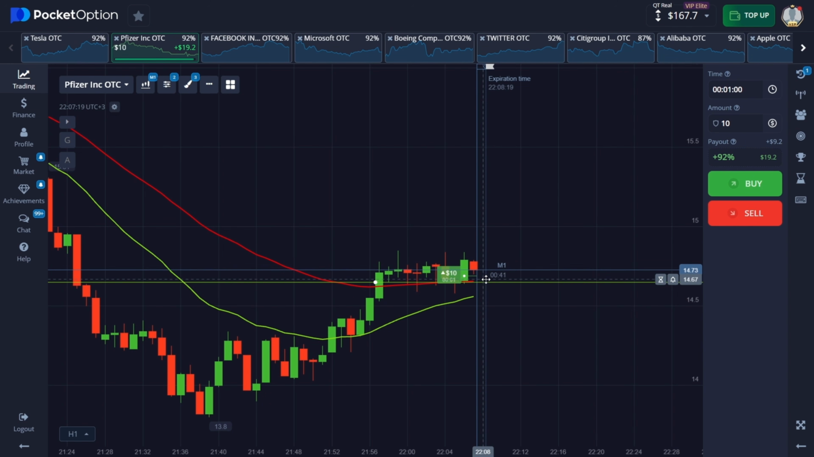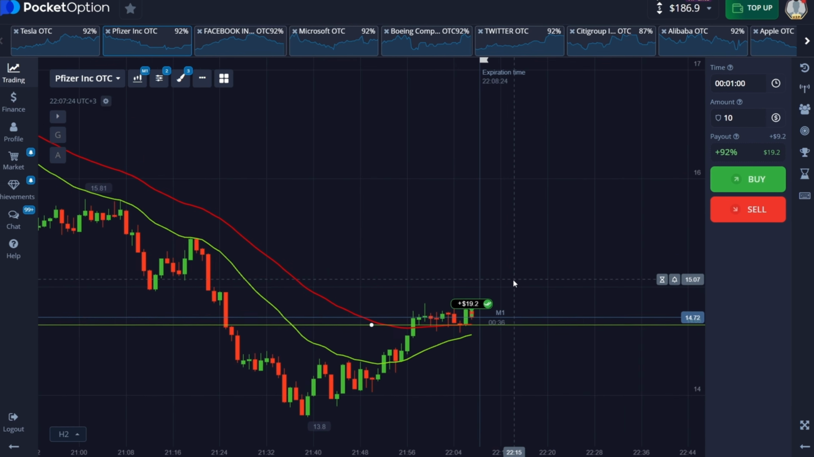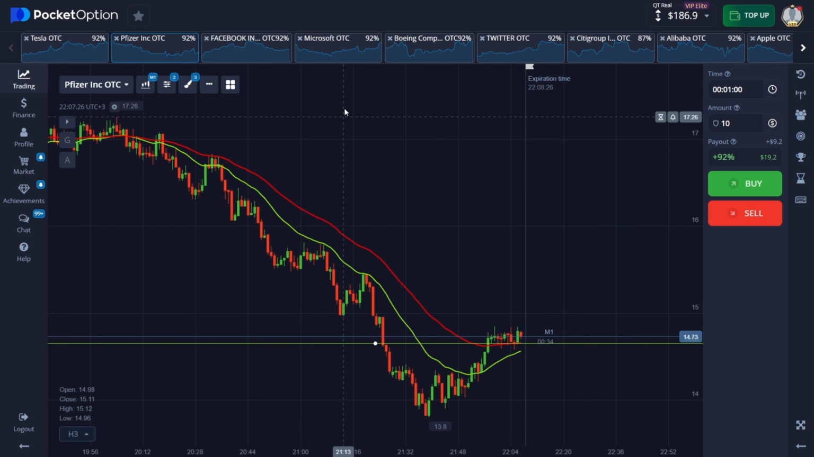There are only a few seconds left now and it's a win, so we won another trade. Alright, let's find another trade for this session.